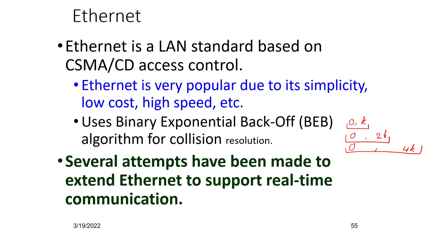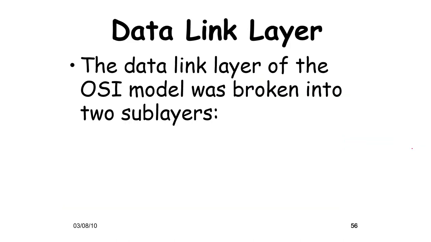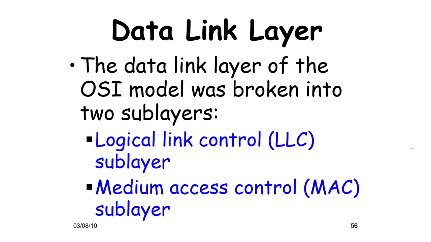Many attempts have been made to extend Ethernet to support real-time communication. We will discuss this in subsequent lectures. And then let's look at the higher layer, the data link layer, the L2 layer. This consists of two sub-layers known as the LLC, or the logical link control layer, and the medium access control layer. We have mainly been talking about this. We have not been speaking about this. Link control basically controls different features of the link, and it could be a wired link, could be a wireless link. But again, this is not very material to our discussion now.